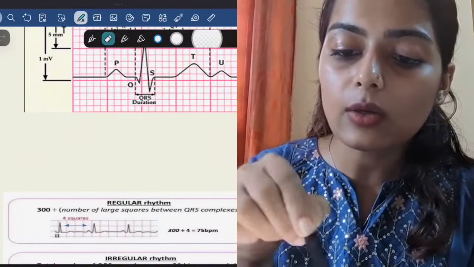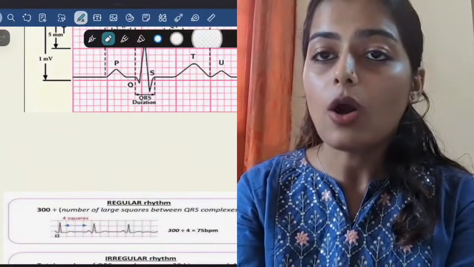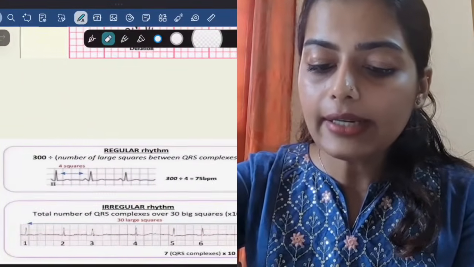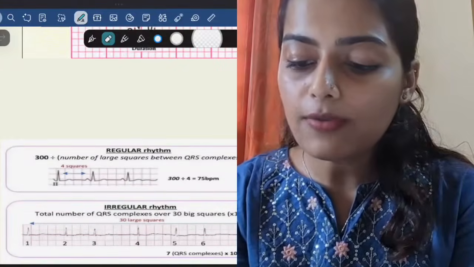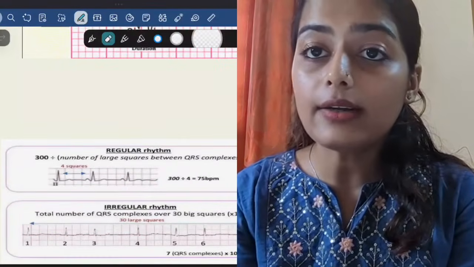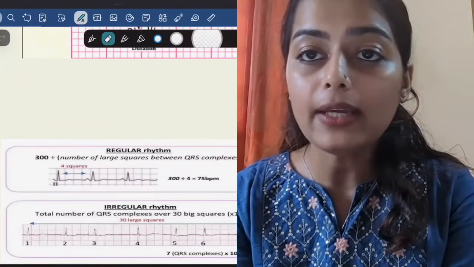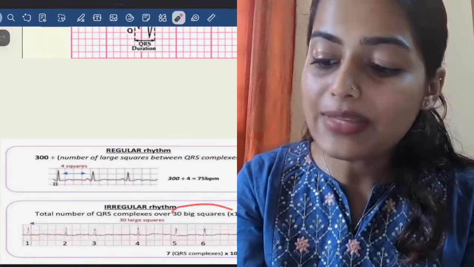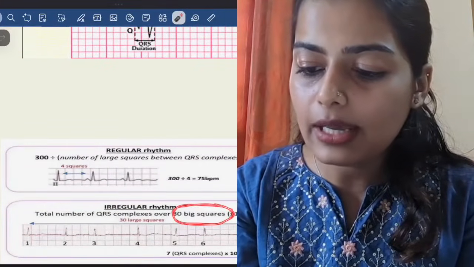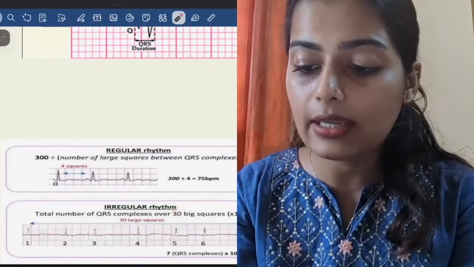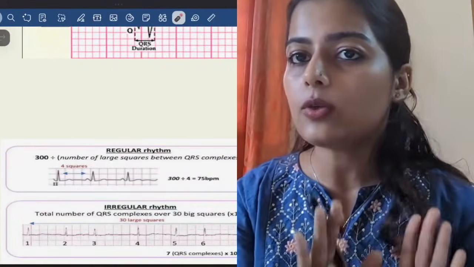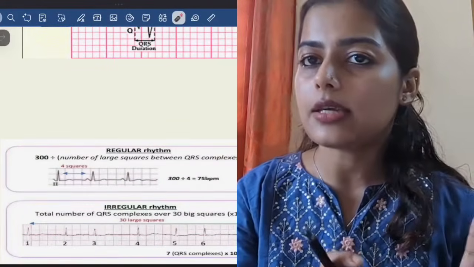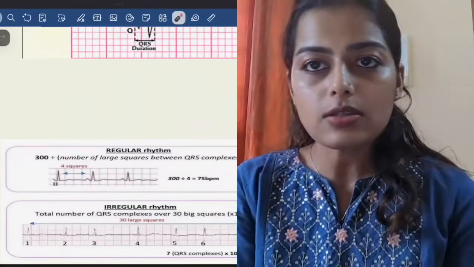What happens when the rhythm is irregular? In certain conditions like atrial fibrillation or certain kinds of arrhythmias, the rhythm is irregular. In that case, you should count the number of QRS complexes over 30 big squares and multiply it by 10. 30 big squares is actually equal to 6 seconds, since one small square equals 0.04 seconds. When we multiply it by 10, we get 60 seconds, and we are counting the number of heartbeats in 60 seconds, which is the same as heart rate.